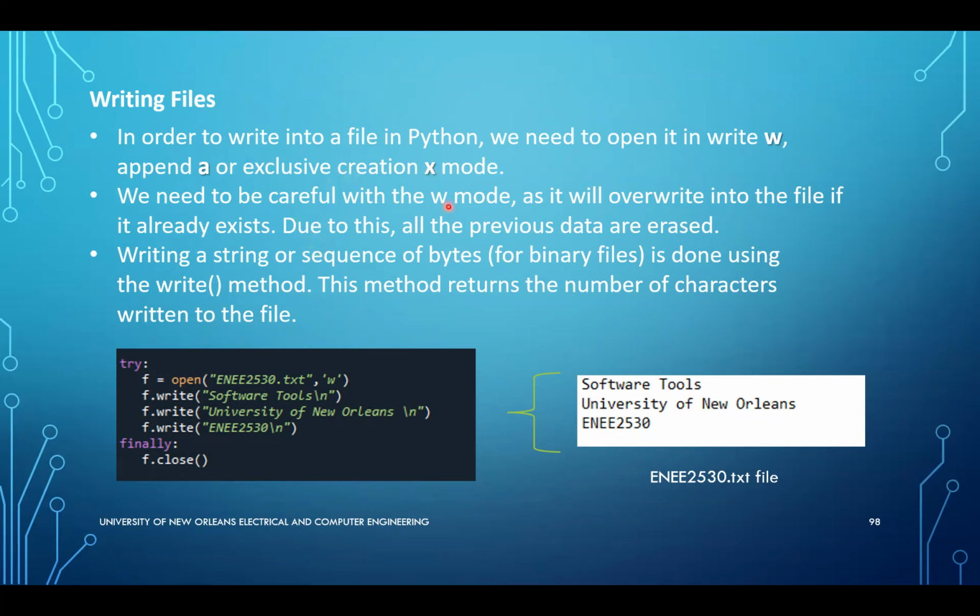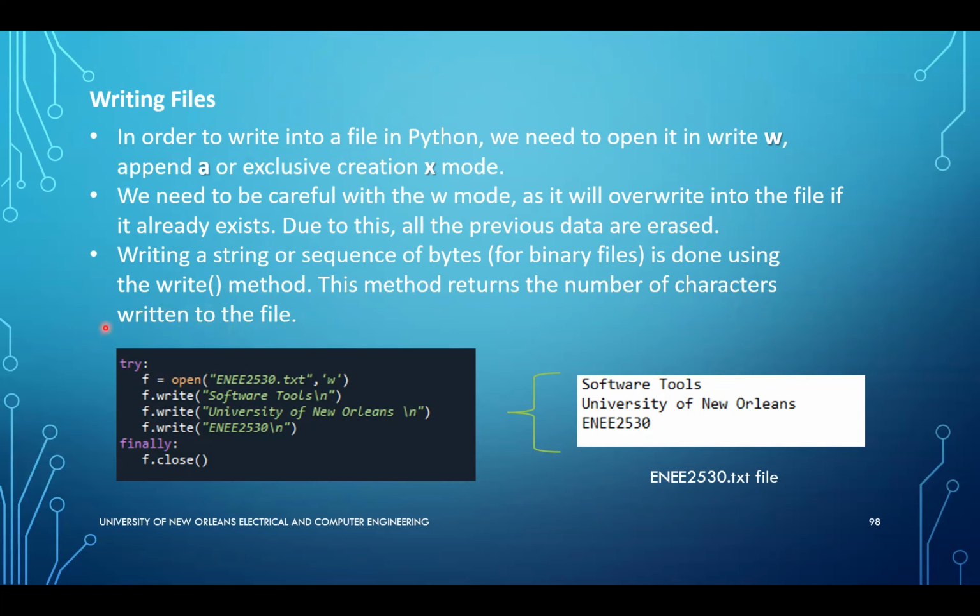So we need to be careful with the w mode, as it'll overwrite the file if it already exists. So if you write something to a file, it's going to overwrite it, and all the previous data is going to be erased. Writing a string or sequence of bytes for a binary file is also done using the write method. This method returns the number of characters written to the file.